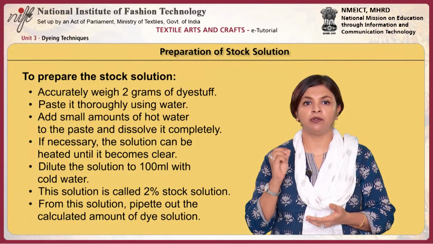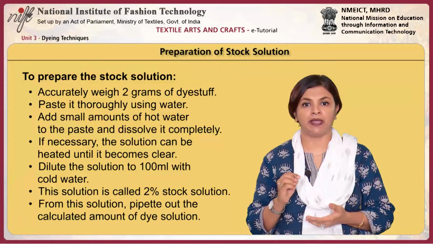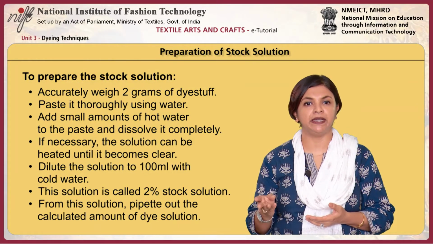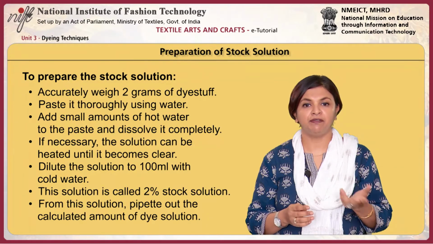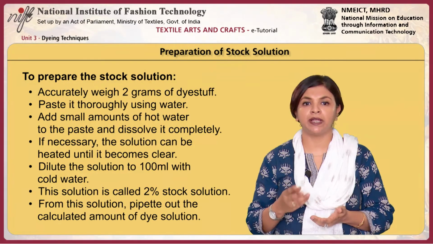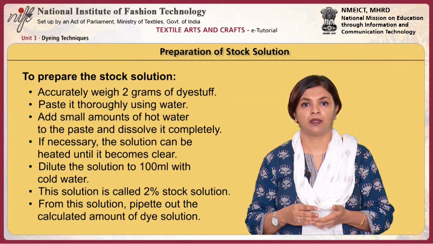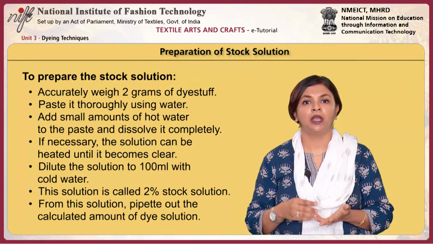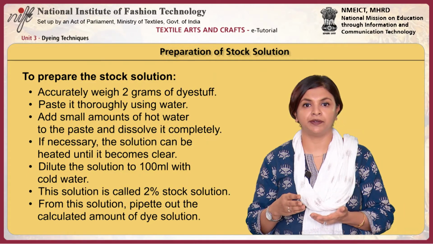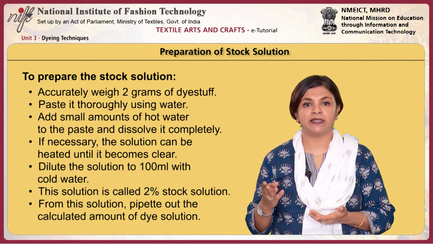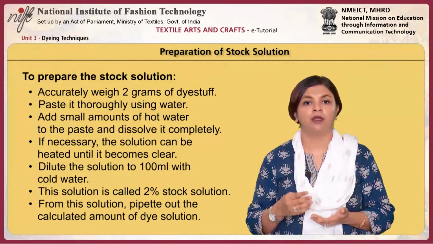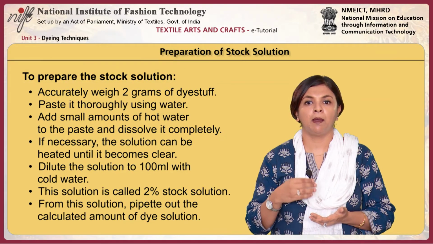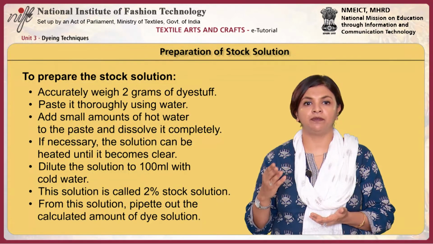Add small amounts of hot water to the paste and dissolve it completely. If necessary, the solution can be heated until it becomes clear. Dilute the solution to 100 ml with cold water. This solution is called 2% stock solution. From this solution, pipette out the calculated amount of dye solution.